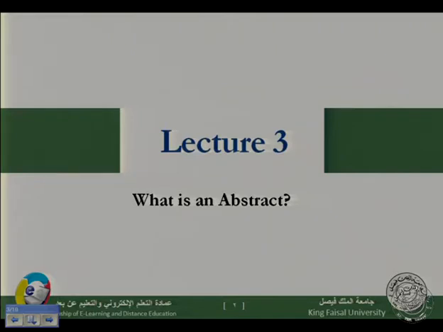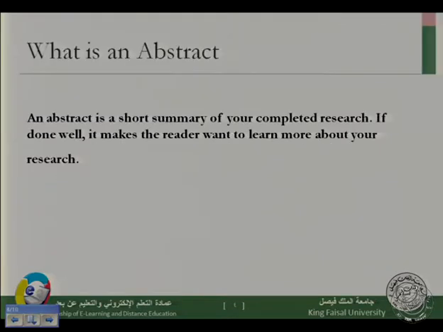We want to define the abstract. We talked briefly about the abstract last time, and we said it's like a summary, and this is the definition of an abstract: a short summary of your completed research. If done well, it makes the reader want to learn more about your research. So it's like a short summary of the research, and we want the reader, when they read our abstracts, to know what this research is really about, and to make them interested to continue reading the whole research.